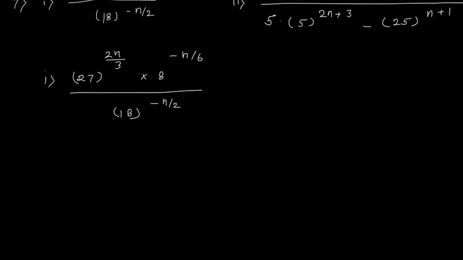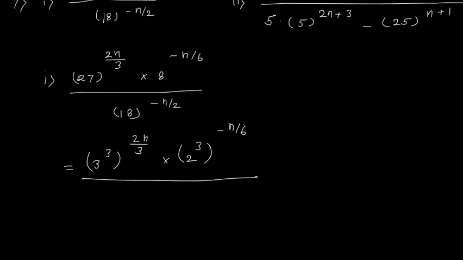Okay, so here 27 can be written as 3^3. So this is (3^3)^(2n/3) into, this 8 we can write as (2^3)^(-n/6). This 18 can be written as 2 into 9, and that 9 is 3 squared, the whole power -n/2.